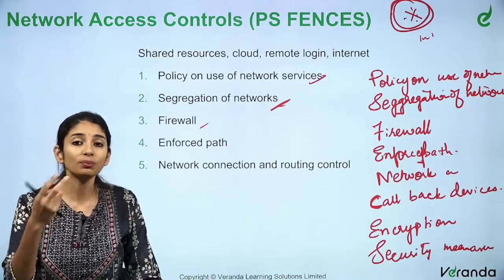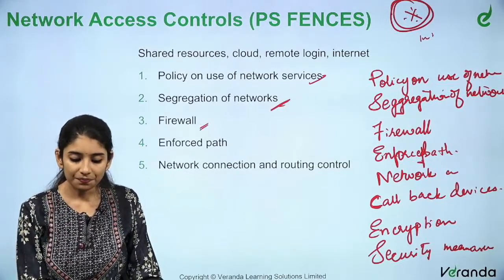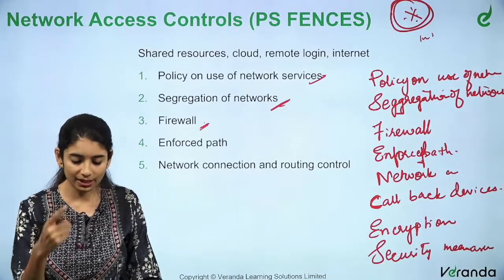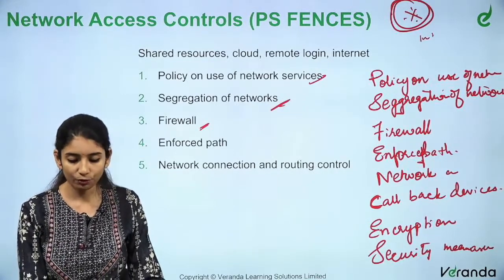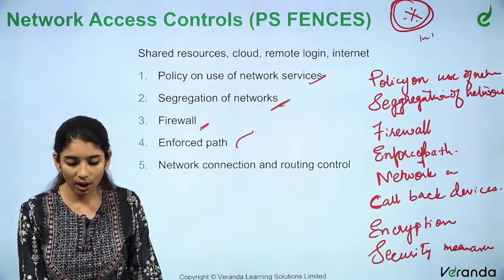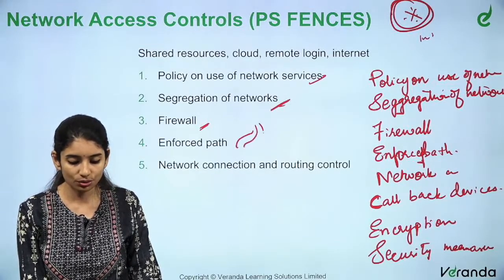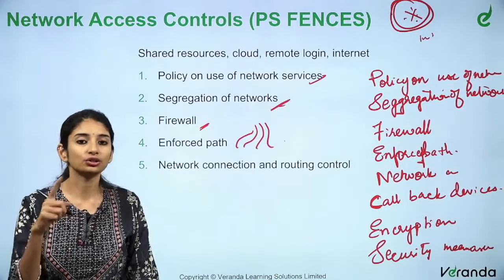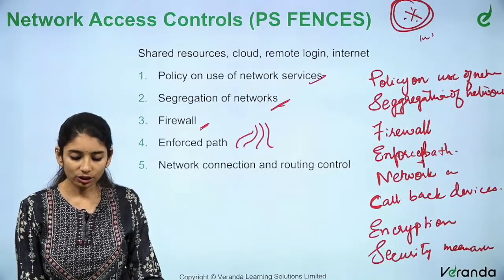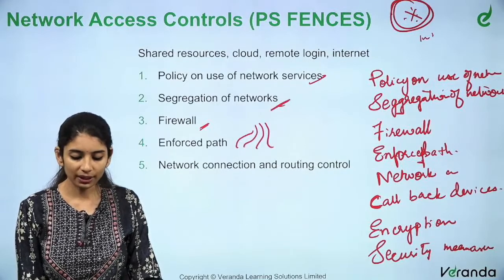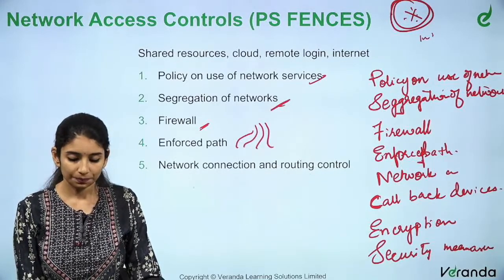So, it is a firewall on both the sides. Clear? It's like a traffic police. It maintains the traffic between networks. Enforced path: it is how the information should travel, which network it should travel, what path it should take. Network connection and routing control.